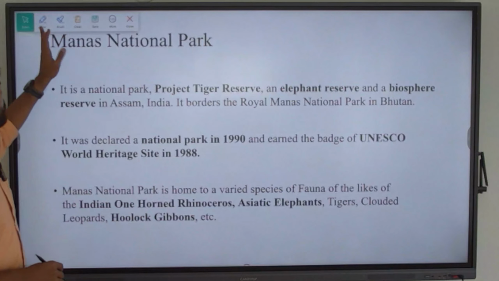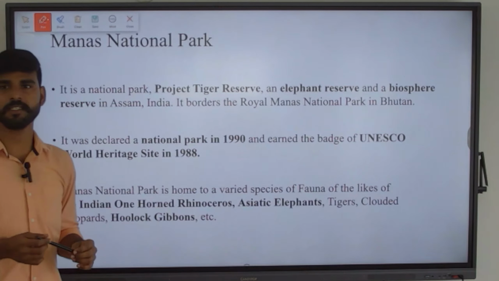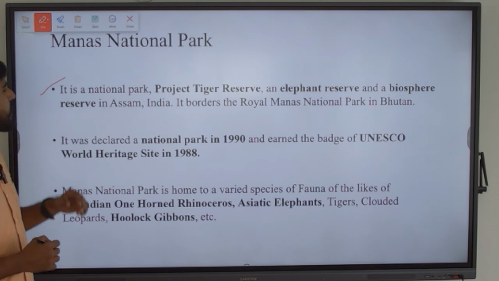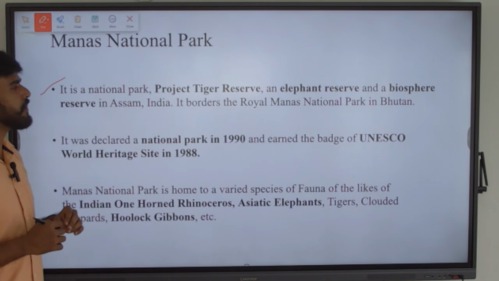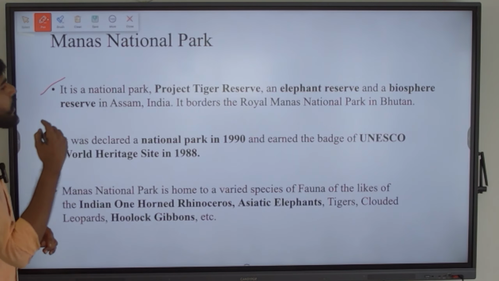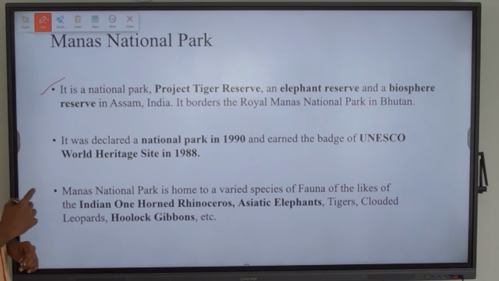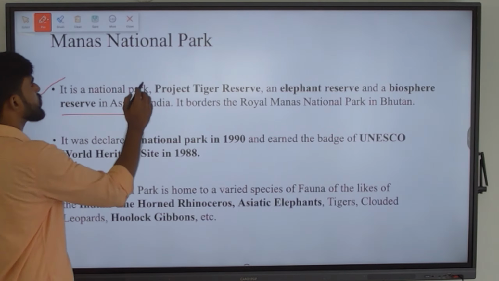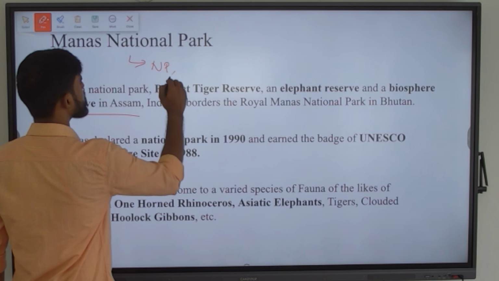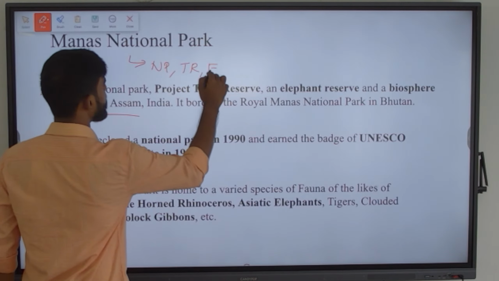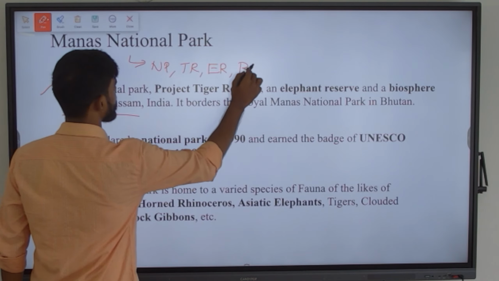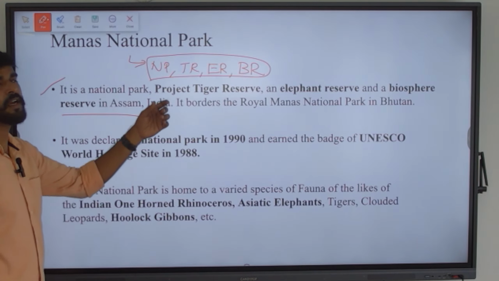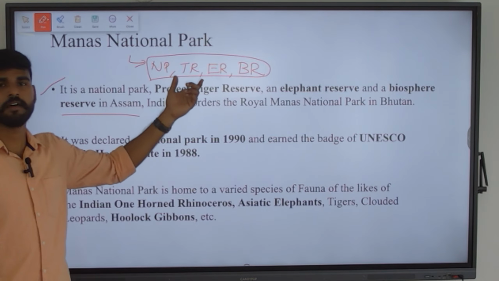Next, we mentioned about this Manas National Park. What is this national park? Where is it located? Let us understand. It is a national park. It is a Project Tiger Reserve, which means it is a tiger reserve, and then it is also an elephant reserve. More than that, it is a biosphere reserve in Assam. So this is very important. So it is a national park, it is a tiger reserve, it is an elephant reserve, and it is a biosphere reserve. Very important. Okay, only a few protected areas will be having all these titles.